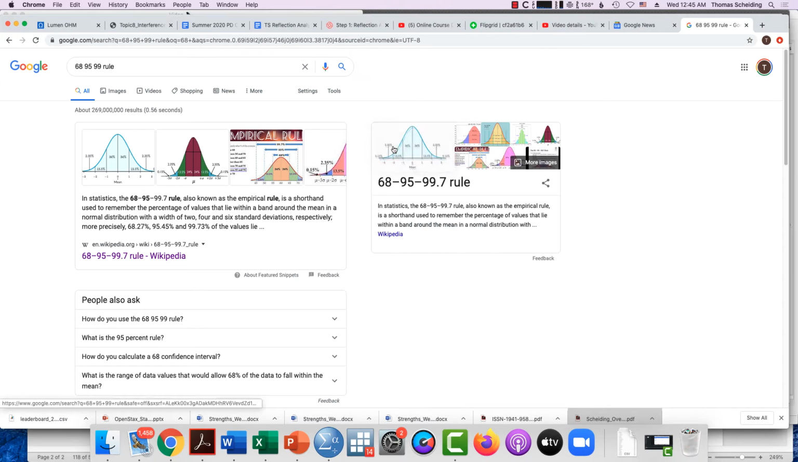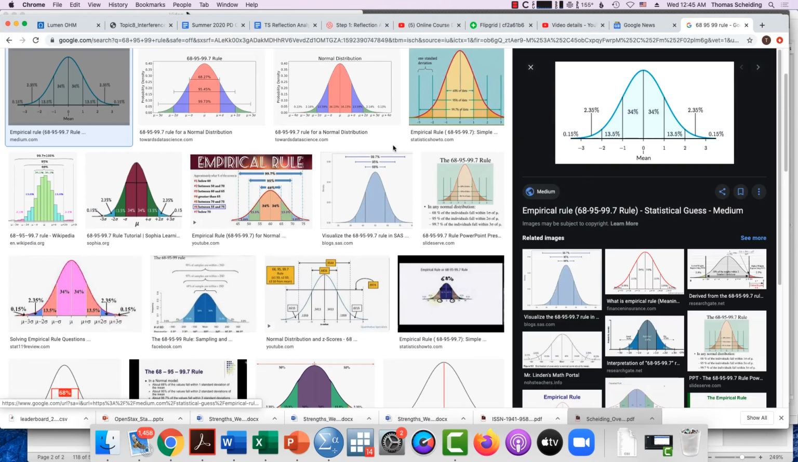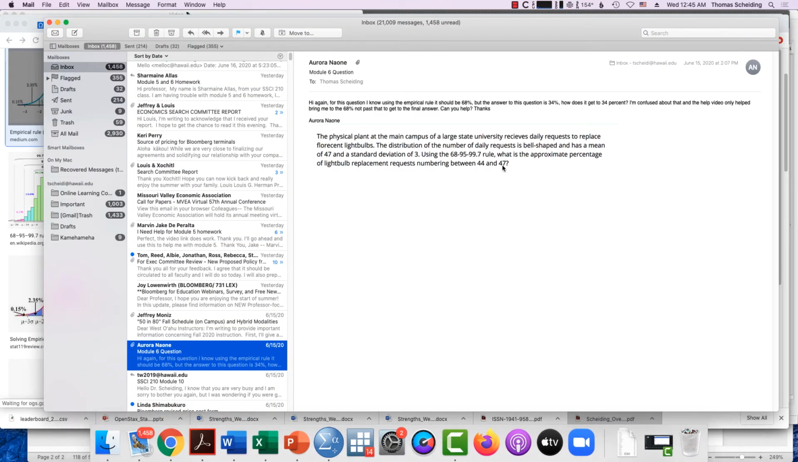I'm just using this here. The reason why the answer is 34 is because 44 turns out to be one standard deviation away from the mean of 47, right? Because the standard deviation is 3. 47 minus 3 is 44. So it's one standard deviation less.